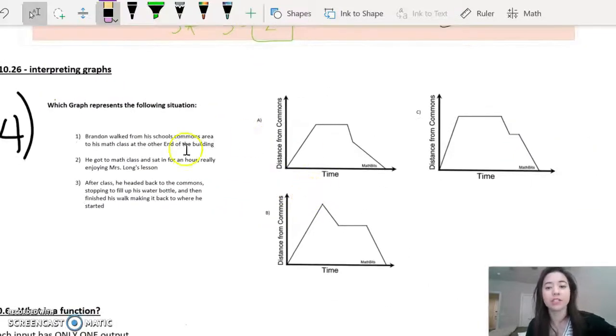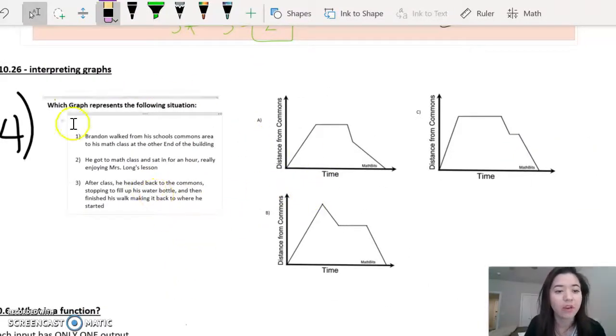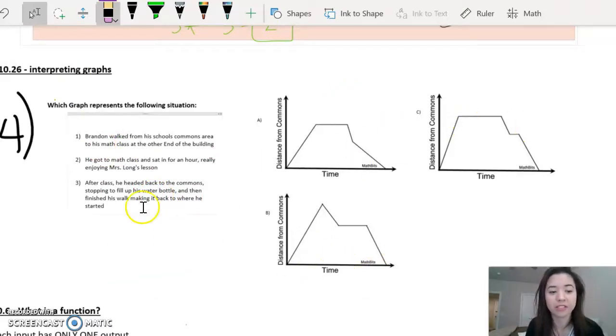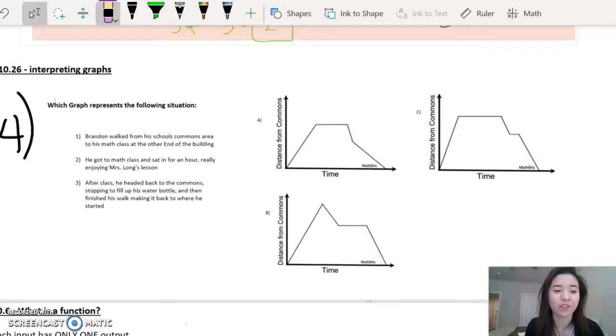All right, the next one is an interpreting graphs section where I give you a story and I want you to go ahead and choose which graph represents this. Pause me now and I want you to try this one on your own first. We did really well with interpreting graphs, so I want you to give this a shot first before I give you the answer. All right, see you in a second.